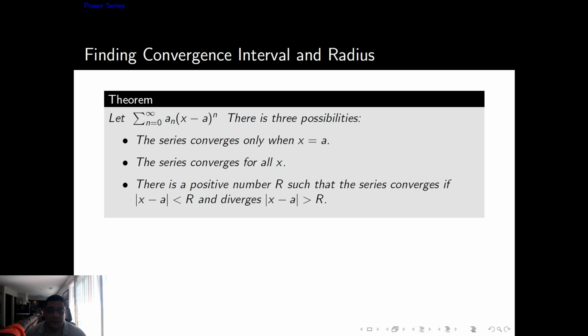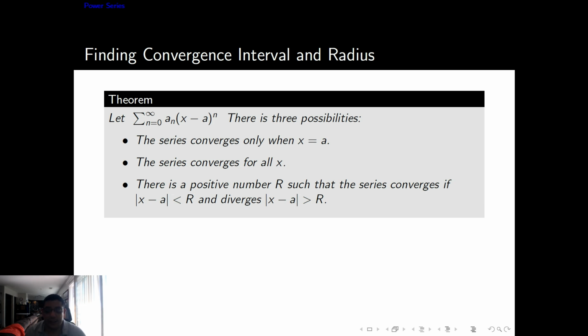Now, this is a theorem in general, and when we have a power series, we only have 3 situations. We can have that the series converges only when x equals a, because in that case it's just the sum of zeros, which is a finite sum, so it converges. Or the series is going to be convergent for all x, which means that the radius of convergence here is infinite. There's not going to be any restriction at all for x.